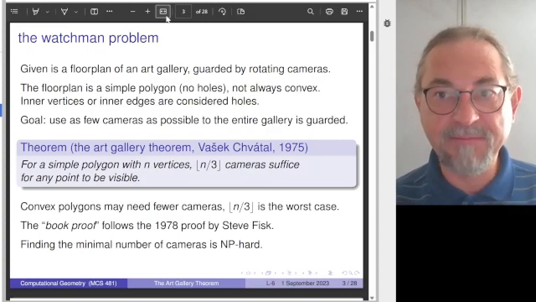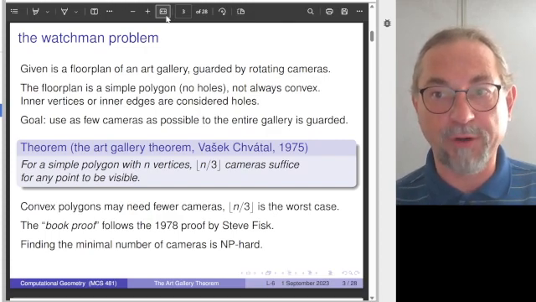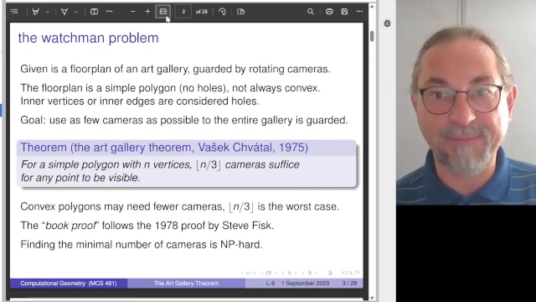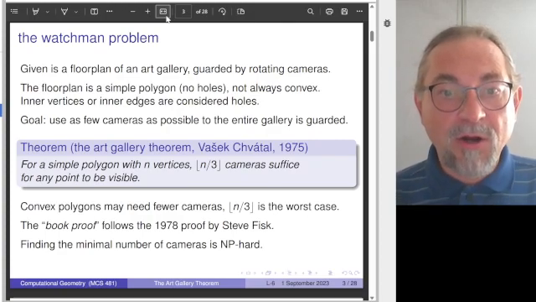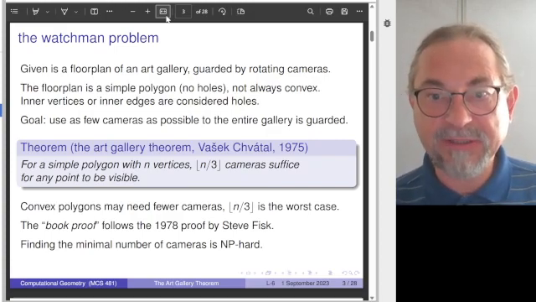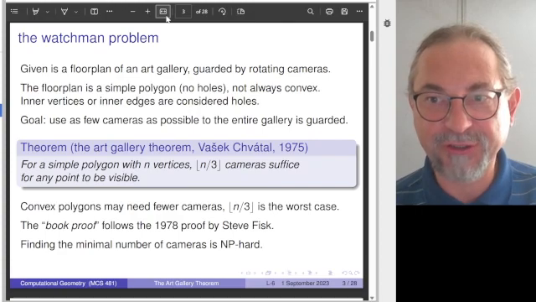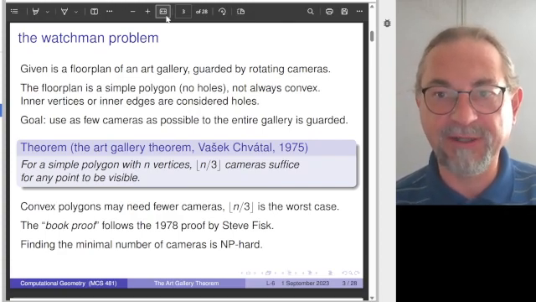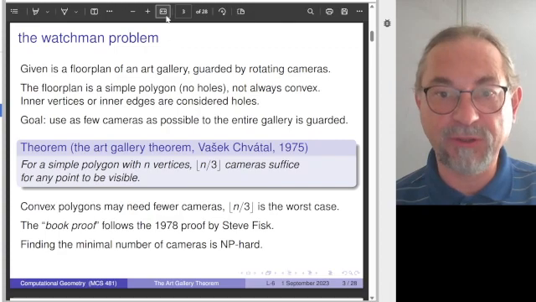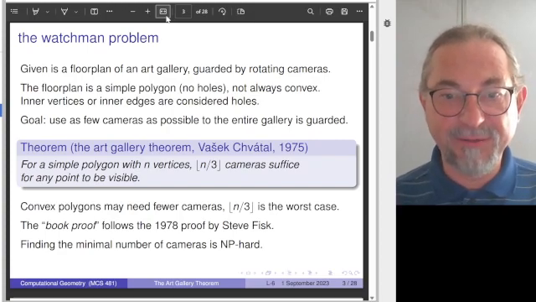Now n over 3 may not always be an integer, and you cannot have half cameras. So it suffices that you take the floor. If you have 7, then you're good enough with 2 cameras. We will see that convex polygons may need fewer cameras. The floor of n over 3 is the highest integer that does not exceed n over 3. As an exercise, you will construct examples where you need fewer cameras.